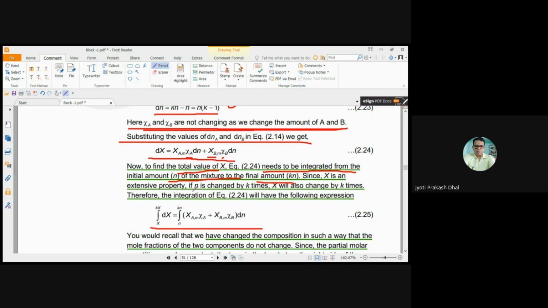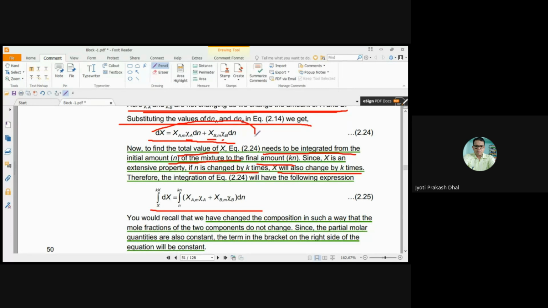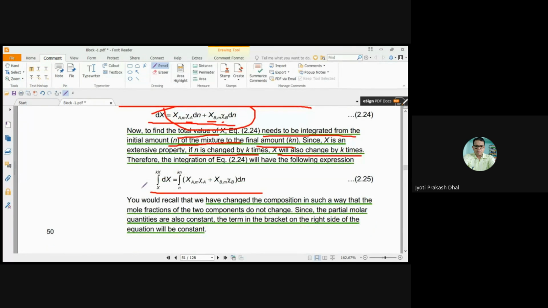Since X is an extensive property, n changes by K times and X will also change by K times. Therefore, if we take the integral of this equation 2.24, on the LHS you find the integration of dX from X to KX. On the RHS you find the integration from n to Kn, because the total number of moles of the mixture changes from n moles to Kn moles, a K times increase.